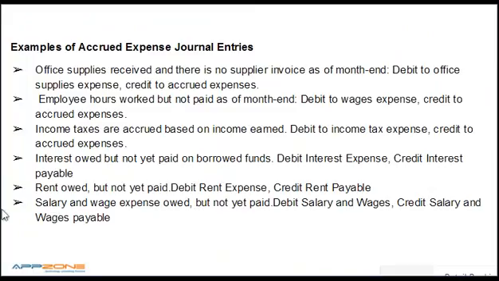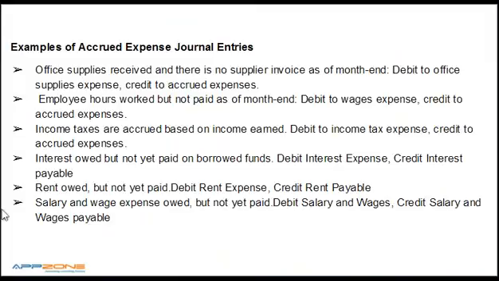One of the examples we are going to look at is examples of accrued expense and their journal entry. I just highlighted a few. One of them is office supplies received, and there is no supplier invoice as of month end. What does that mean? Meaning that we have office stuff, maybe envelopes, stamps, any office equipment you can think of, that we've received from our supplier but we've not made payment as at the end of the month.